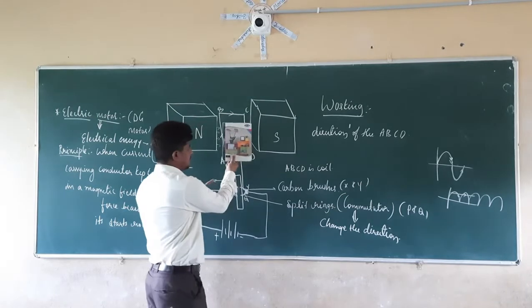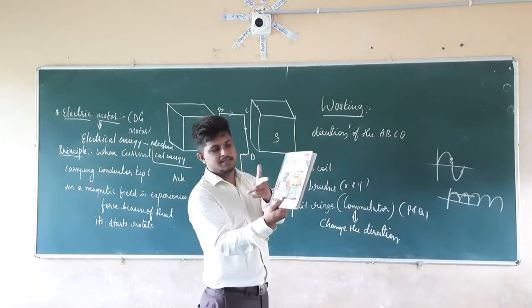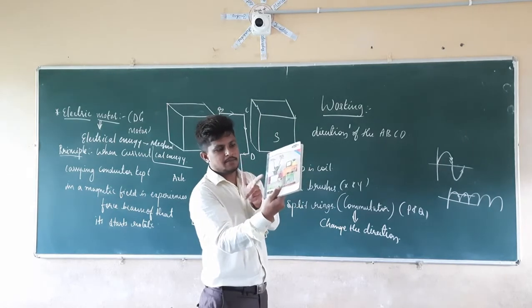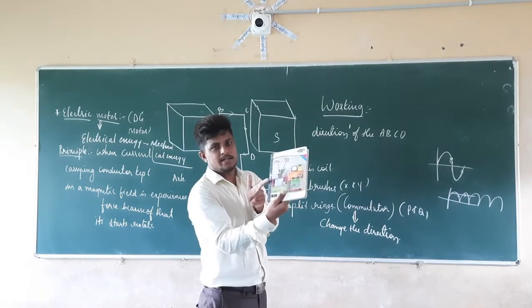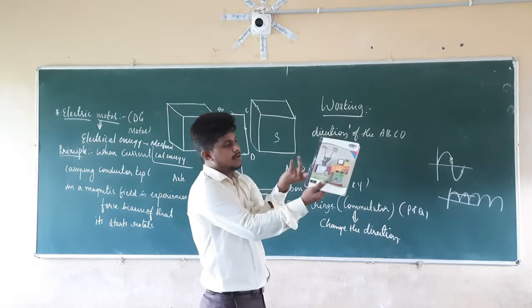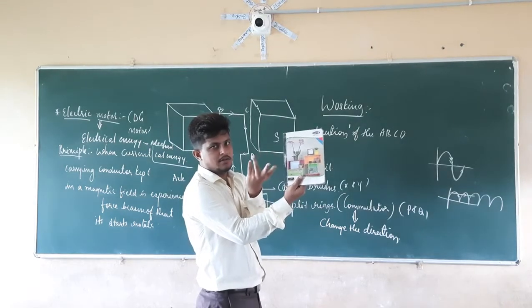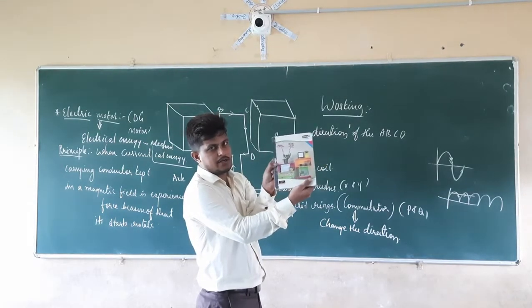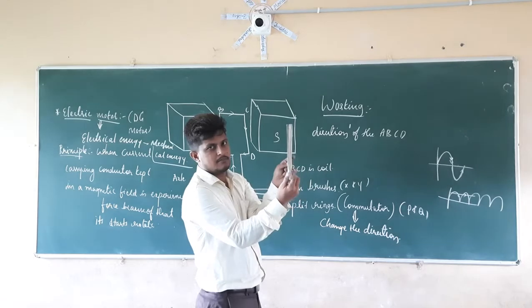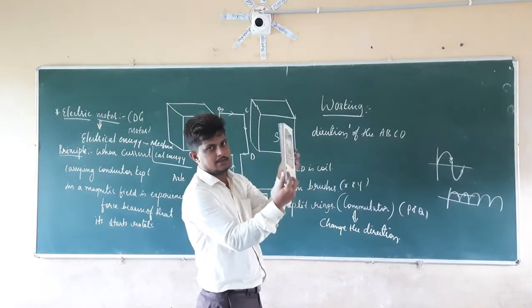So if you keep it here, the direction of the magnetic field is in this direction. Right? So what is the direction of the current here? Current direction is the upward direction. So in which direction is it going to rotate now? In which direction is it going to rotate? It is going to rotate like this. Right? It is going to rotate like this.